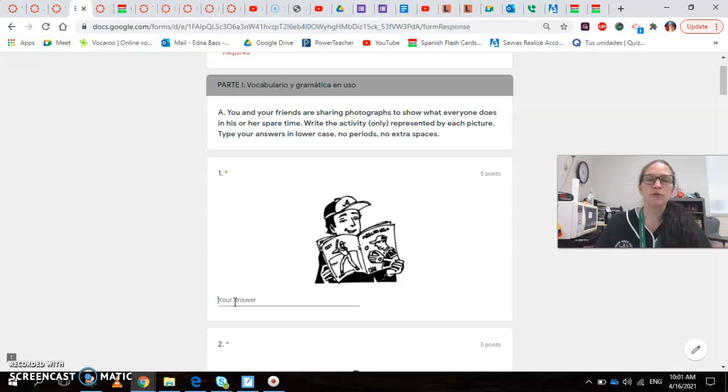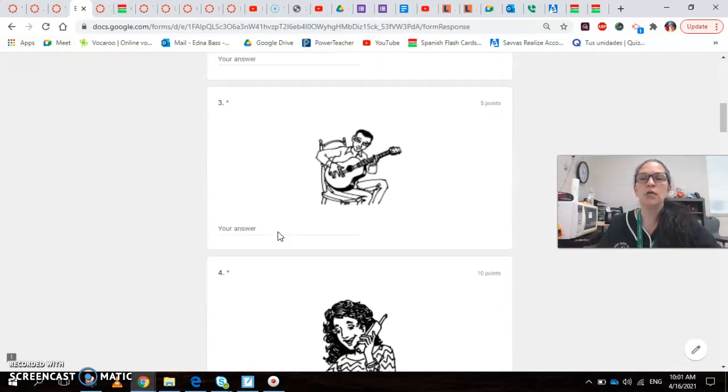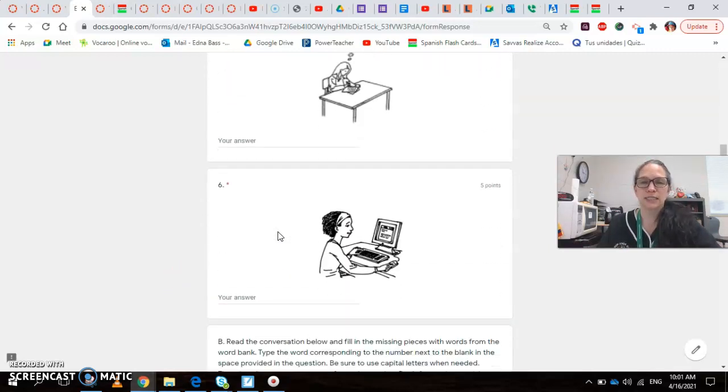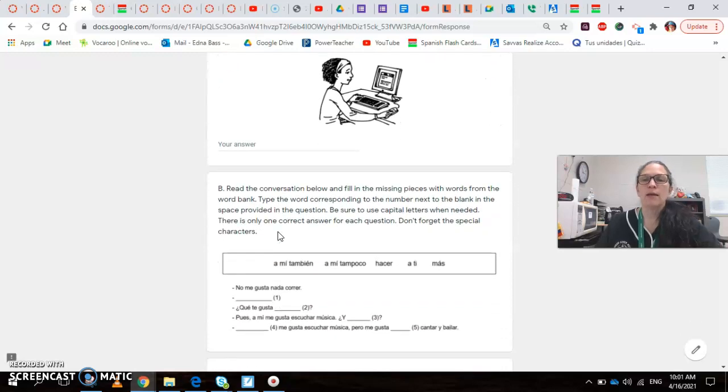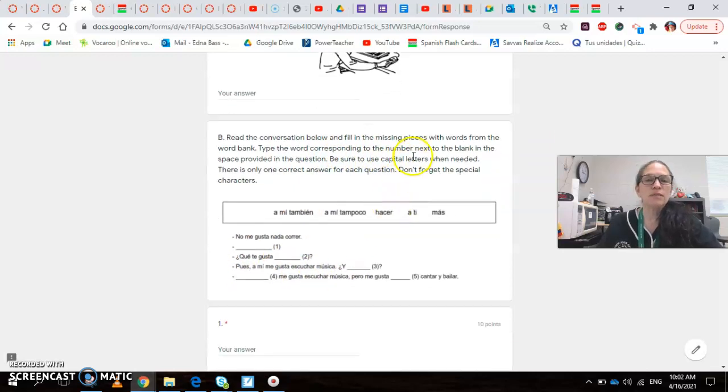You don't have to add a period. You don't have to start with a capital. Just type what the activity is. That's what I'm requiring for the first 6 questions. Part B. It says, read the conversation below. This is a conversation. And fill in the missing pieces with words from the word bank.